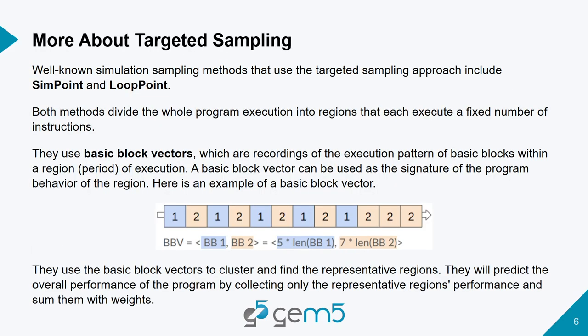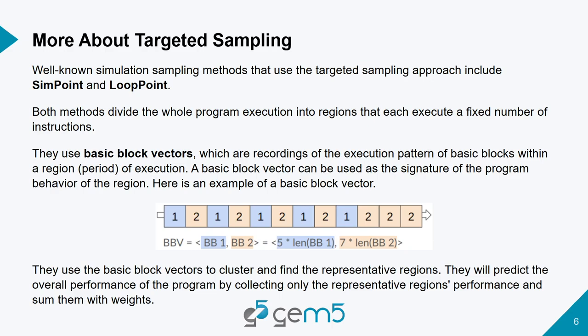There are two well-known targeted sampling methods, which are SimPoint and LoopPoint. Both methods divide the whole program execution into regions that each execute a fixed number of instructions. My explanation here is oversimplifying these methods, because if we get into detail, we will find that LoopPoint might define its unit of work differently. But we would need a really large block of time to explain what a unit of work is, so we are just going to explain everything in a user's view.